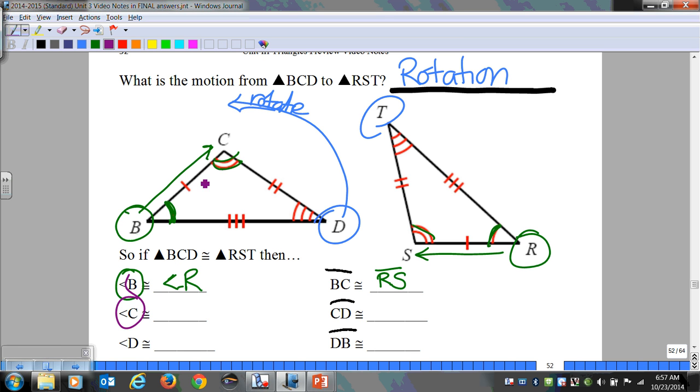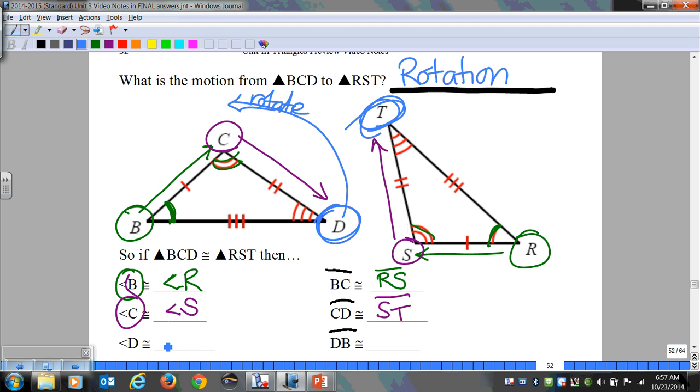Angle C, that's a double sweep, corresponds to angle S. And C to D goes from double to triple, so double to triple would be S to T. The last one, angle D, is the triple sweep. It goes with the other triple sweep, which was T. And D to B is from the triple to single. Its corresponding side is triple to single here, which would be T to R.